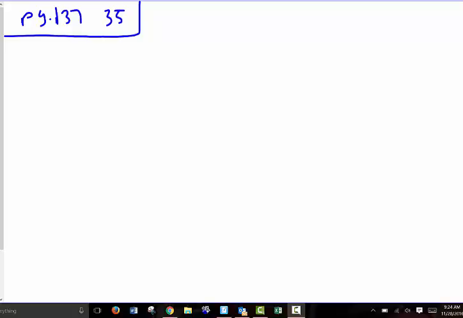Hi students, I'm going to work through this question from our practice questions on page 137 of the Hebden textbook. It's question number 35, a really good question for pulling together concepts about excess reagents and limiting reagents, figuring out how to calculate percentage yield.